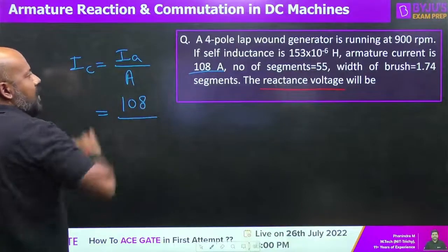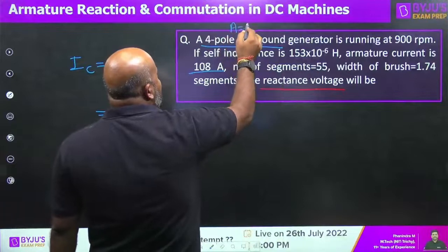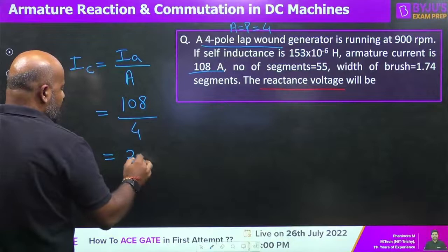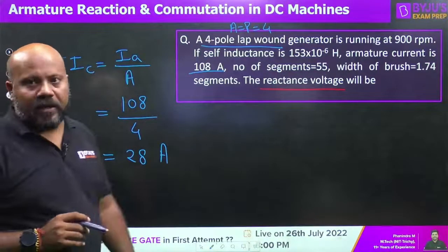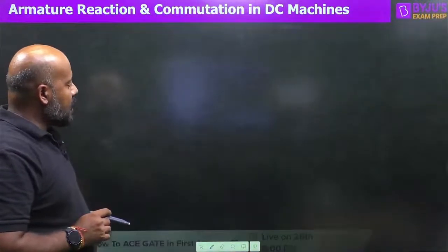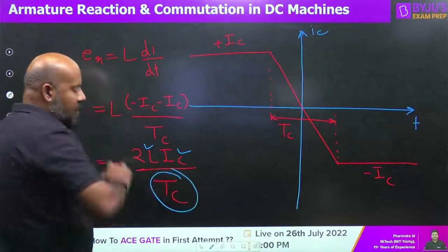What is the number of parallel paths? 4 pole lap wound. So lap wound means number of parallel paths equal to number of poles, that is 4. So this is going to be 27. So you know what is the value of current in each parallel path? What is the only unknown here? The only unknown is the commutation period.